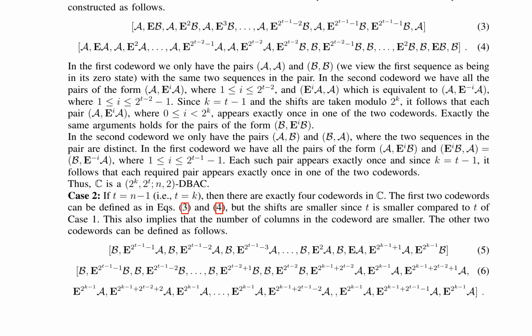This section presents novel ideas and significant findings in the field of dBACs, providing a direct construction method for 2k, 2t, n, 2 dBACs when k equals n minus 1. The approach involves leveraging the properties of PF(n,k) to guarantee that each ordered pair of sequences appears exactly once in one of the codewords, resulting in the desired dBACs.